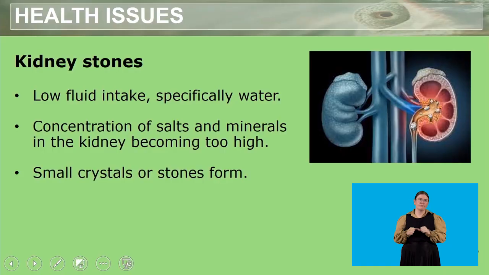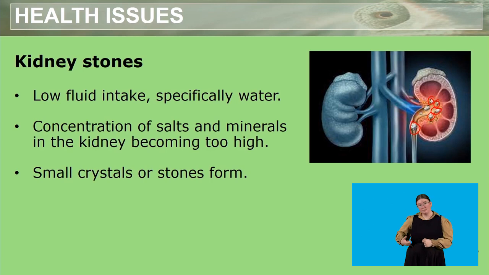So what happens here, you will have a concentration of salts and minerals in the kidney becoming too high. And then inside your kidney, you will have small crystals forming. And these are what are referred to as kidney stones. What usually happens is that people go in for surgery and have the kidney stones removed, usually depending on the size of the kidney stones.